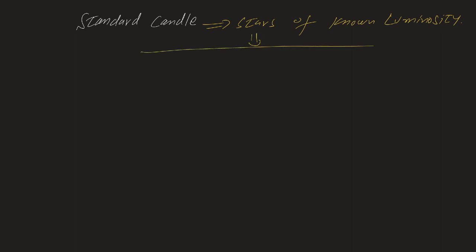And what is meant by standard candles? It does not mean a candle in reality that we have on the surface of earth. It simply means stars of known luminosity. And there are two very famous examples for them. For example, we have Cepheid variable stars. And what does it mean?